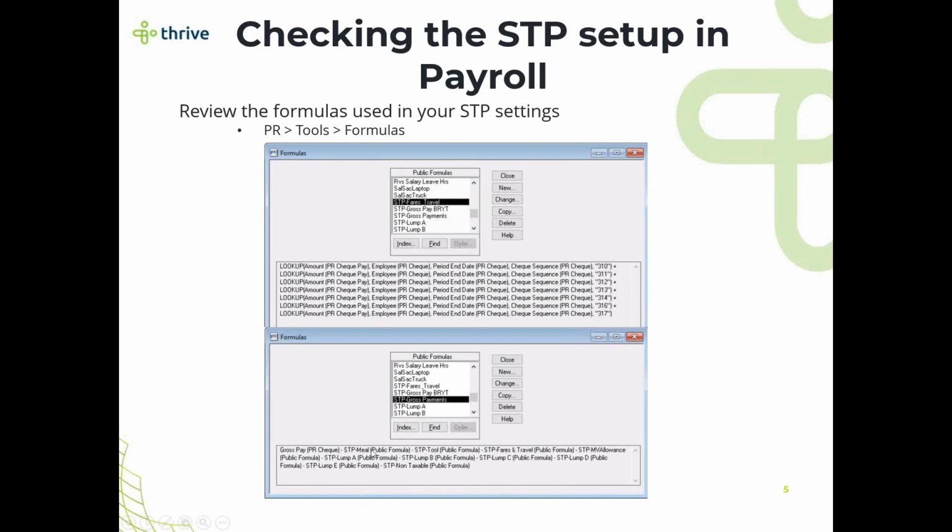Likewise, if you've got a formula for gross payments, you'll often see something like this, where we're subtracting the separate allowances that we're showing, and then we'll be subtracting, say, the lump sums, and then anything that's classified as non-taxable and not reportable for STP purposes. So if you're not sure about your formulas, they are often difficult to read for new users.